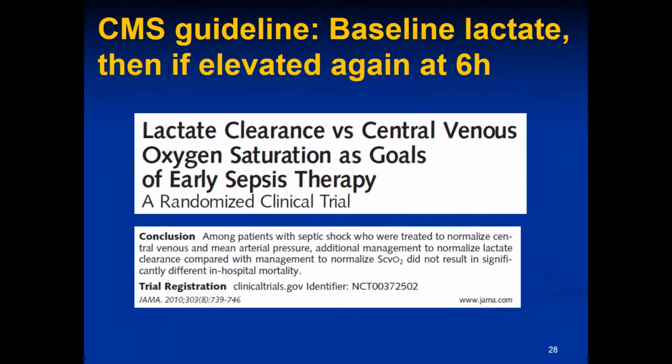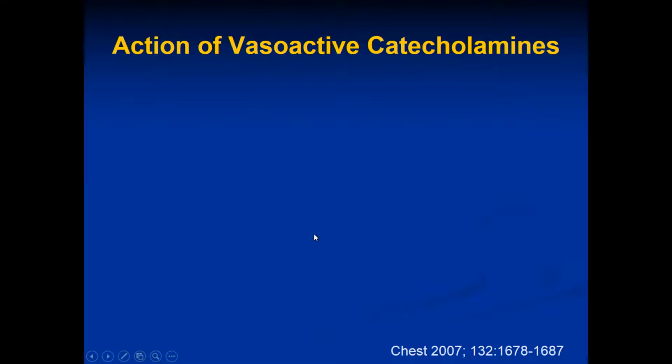The CMS guidelines suggest a baseline lactate, and then if elevated, to get it again at 6 hours in terms of reimbursement criteria, and that's based on 2 trials. This is one of at least 2 trials. This is one of those trials that came out 7 years ago, suggesting that lactate clearance, either 10% or 20%, depending on the study, was as reliable as the central venous saturation in terms of a goal of resuscitation in sepsis therapy. What about catecholamines?